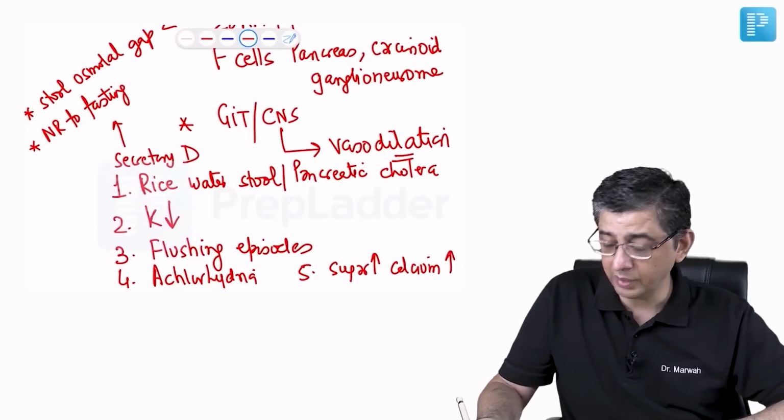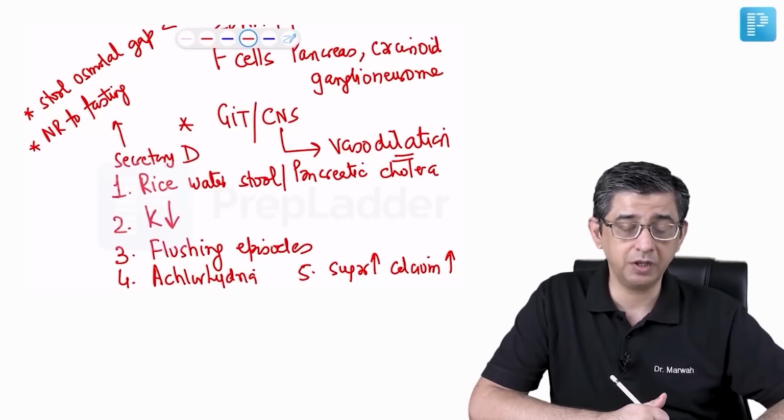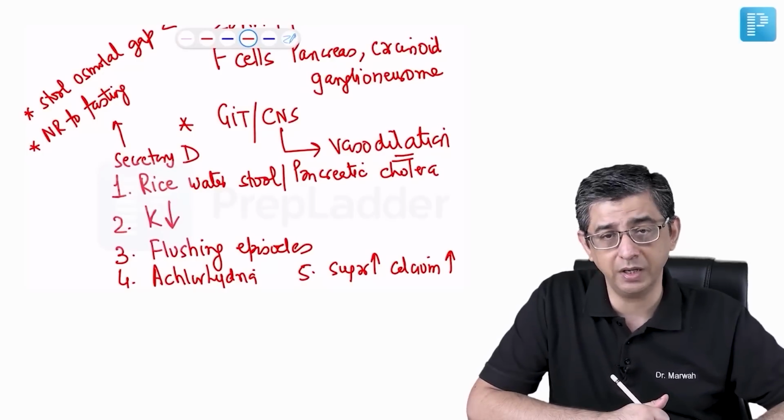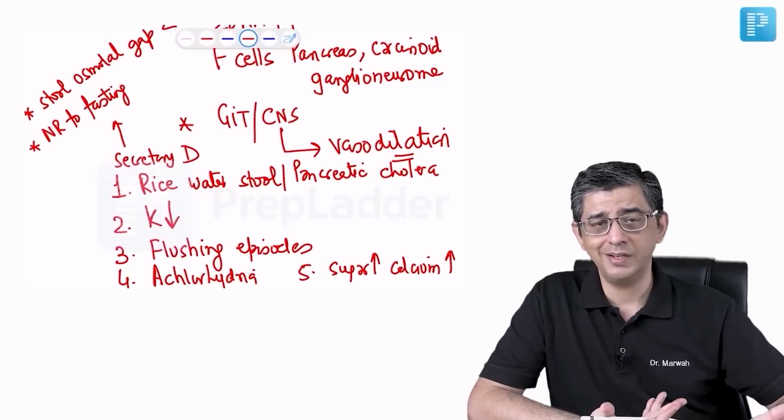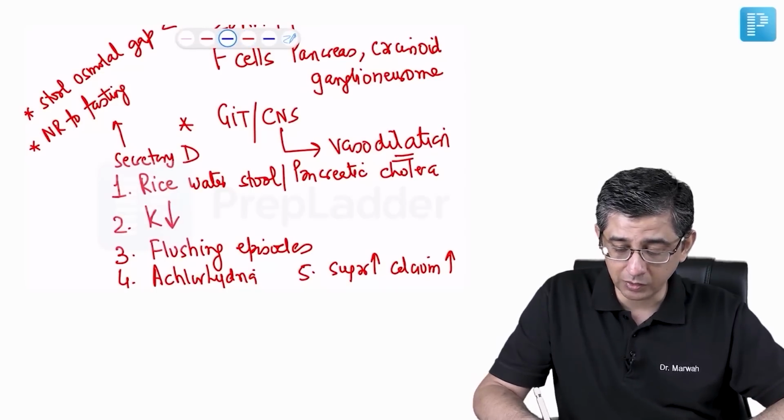Point number 5 is rare but is important from the exam perspective, that hyperglycemia can be seen with VIPoma and hypercalcemia as well, because they like to ask couple of minimal, or I would say minor aspects also.